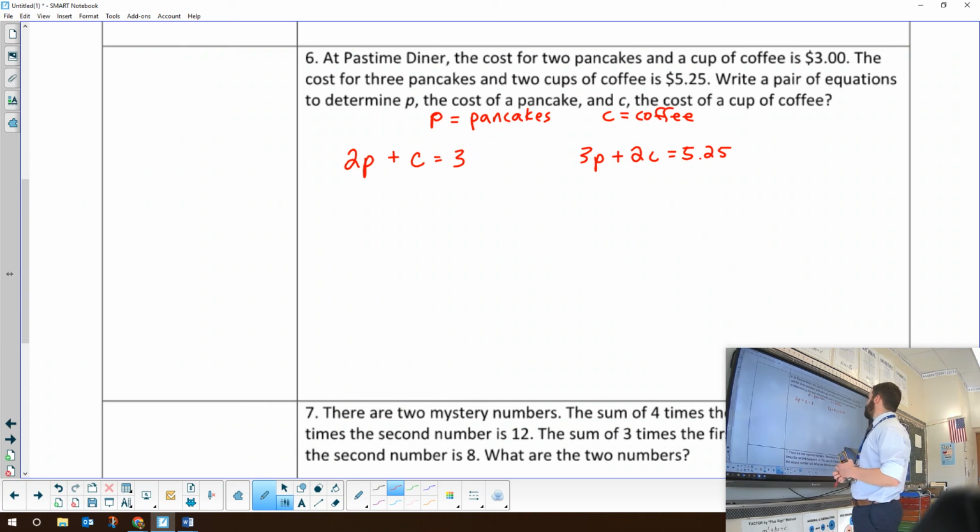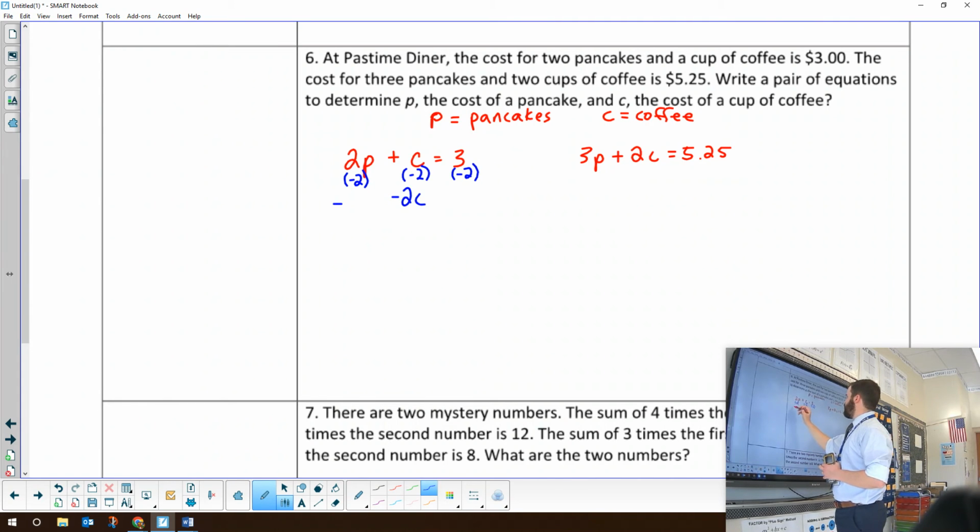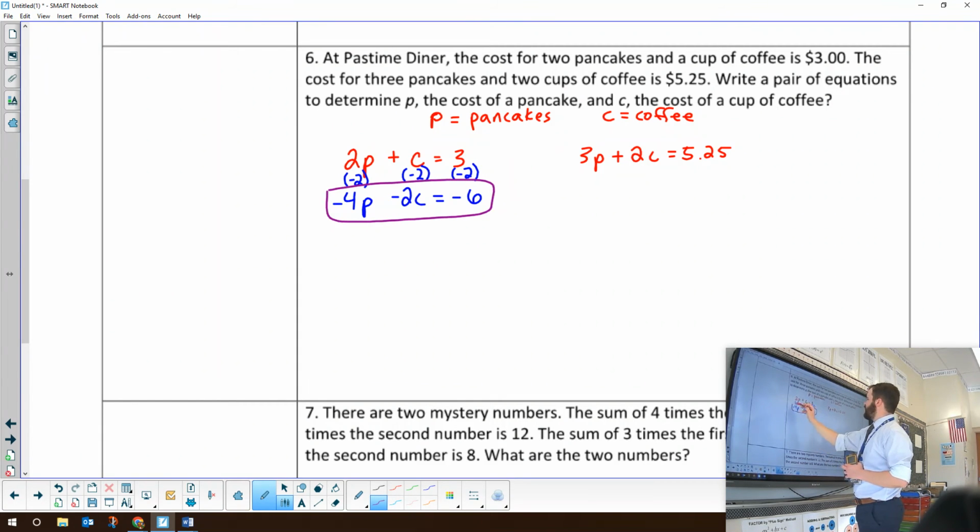Okay, this is another great example of a time where I want to use elimination. I'm just going to change this into negative 2c, so I'm going to multiply everything by negative 2. Why do I want that to be negative 2c? Because I want to cancel it out with that one. So this will become negative 4p minus 2c equals negative 6. And then I'm going to take this out, and I'm going to rewrite it right underneath here. And I'm going to have negative 4p minus 2c equals negative 6. Then I can add these two together.